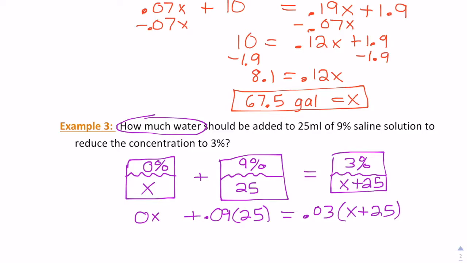9% of 25 is 2 1/4. Distribute 0.03X plus, that'd be 3/4, 0.75. And subtract your 0.75 over, you'll end up with 1.5. And then divide by your 3/100 and you'll end up with 50 milliliters.